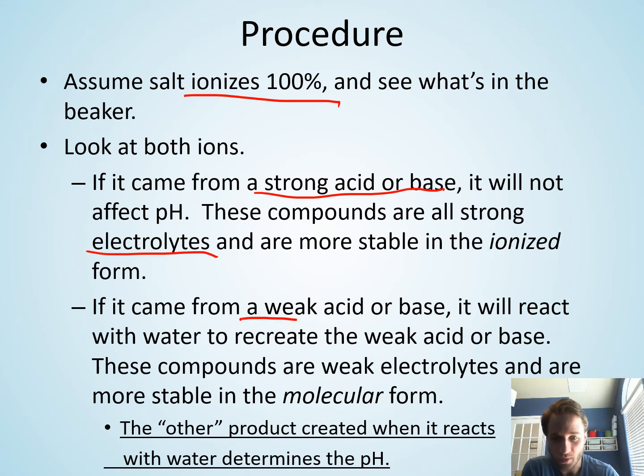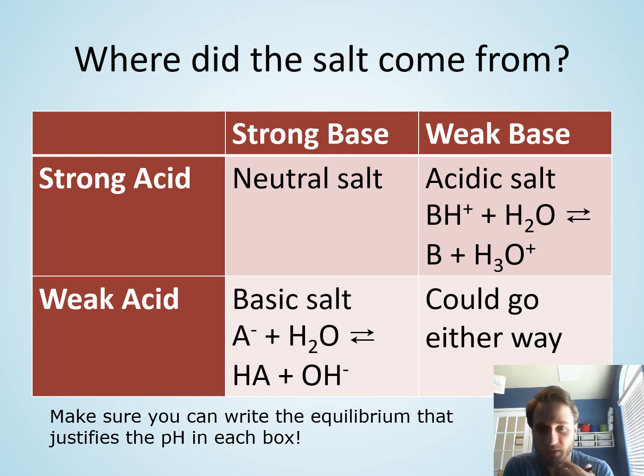Now, if it came from a weak acid or a weak base, then it will react with water to form that weak acid or weak base, okay? And these reactions will then affect the pH of your solution. So in general, when these ions break apart in solution, the question is where did they come from. If your salts came from a strong base and a strong acid, for example, we have Cl minus and Na+, then it's a neutral salt. Solution stays neutral, nothing happens.